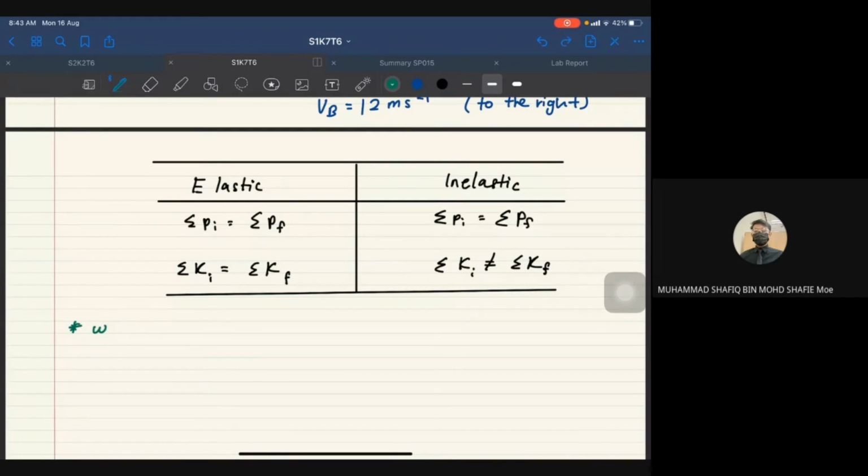Kinetic energy K, apa formula dia? Half mv square. Yes, half mv square. Okay, so kalau initial kita pakai half mu square lah. Tapi in general, the formula is half mv square. Okay, and then one more thing, we have another thing.